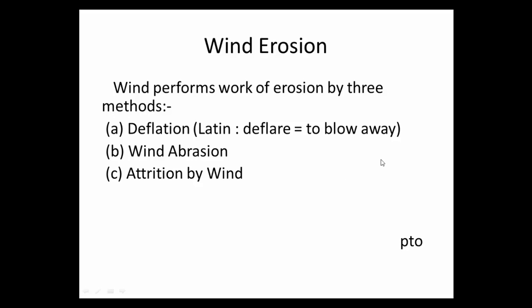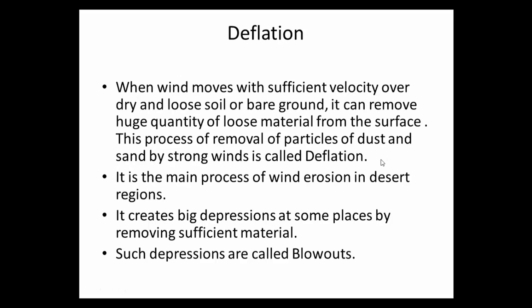First is wind erosion. Wind performs the work of erosion by three methods. One is deflation, derived from the Latin word deflare, meaning to blow away. Another is wind abrasion, and the third one is attrition by the wind. First is deflation. Wind does not possess much erosive power over the rocks or over the ground covered with vegetation.